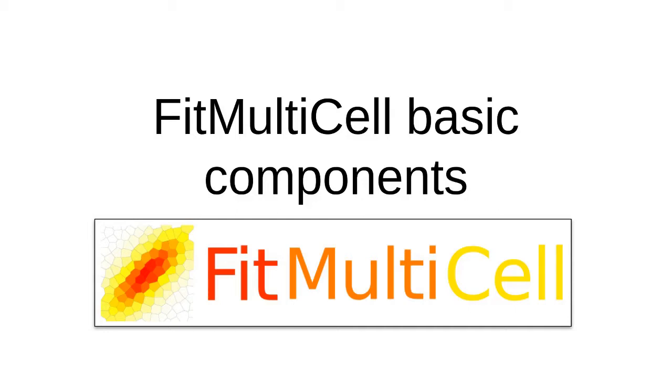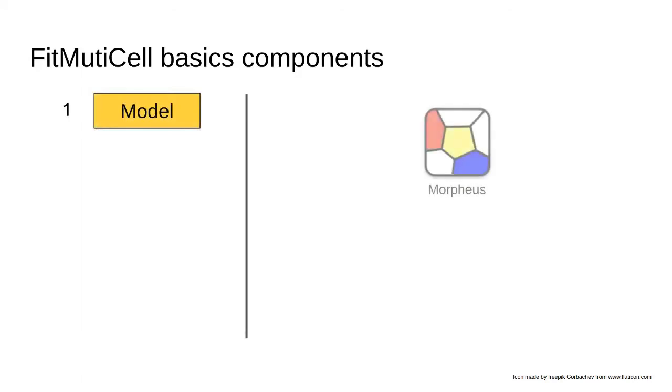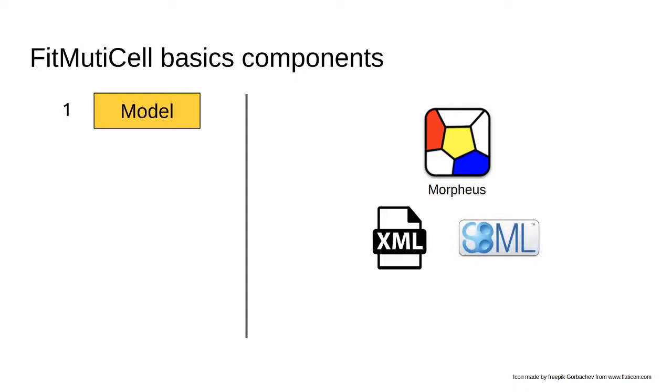So let's start. The first component that you need to define is the model component. Your model should be compatible with Morpheus. Morpheus uses an XML format to define the models. More specifically, it uses the MorpheusML language to define the model. You can also import models in SBML format. SBML is a widely used representation of models in the systems biology domain.